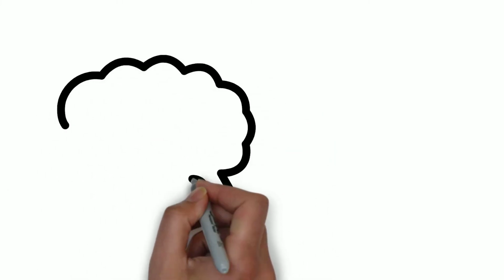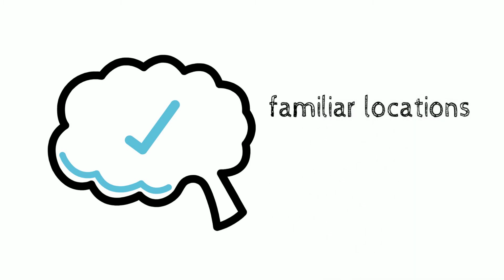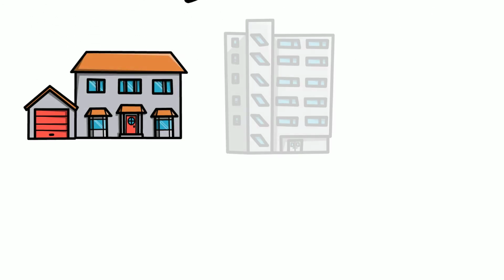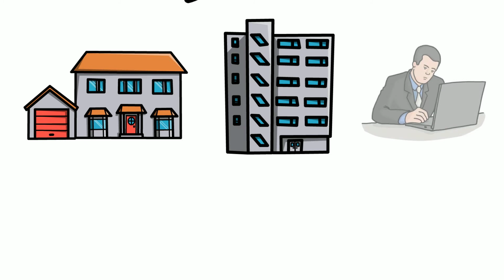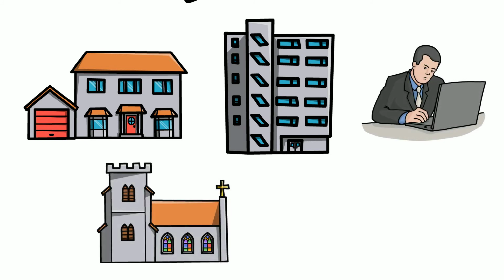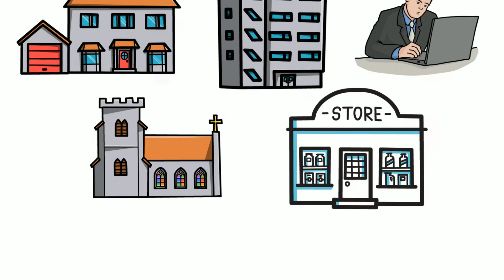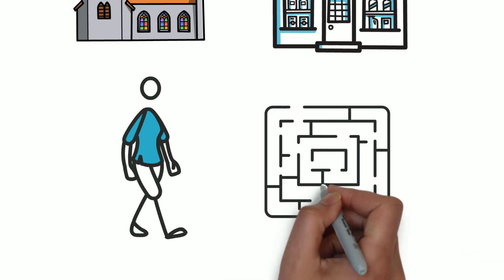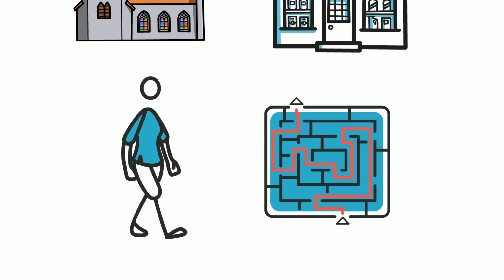A memory palace is a memory technique that uses familiar locations to store and retrieve information in your mind. Familiar locations could be your current house or apartment, the house you grew up in, your workplace, church, shopping mall, and so on. You can also use walks or routes that you take on a daily basis. A good example is the route you take to go to work. So that's the first part of the definition, using familiar locations.